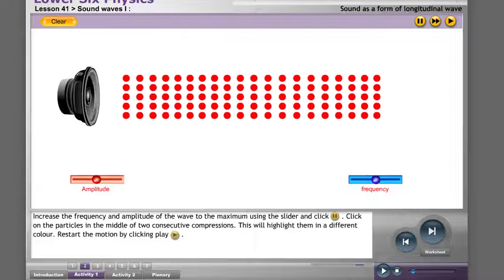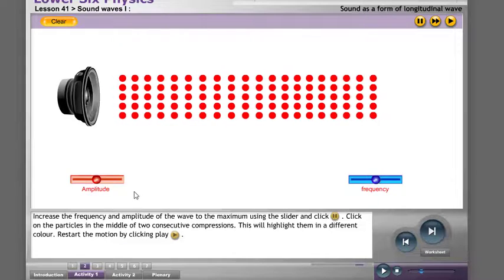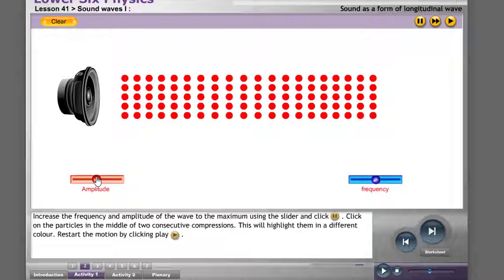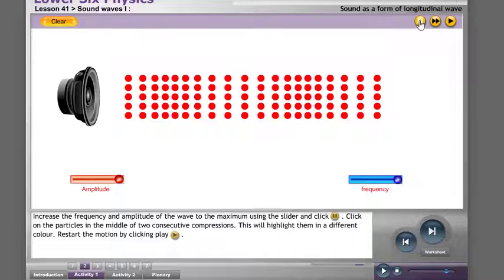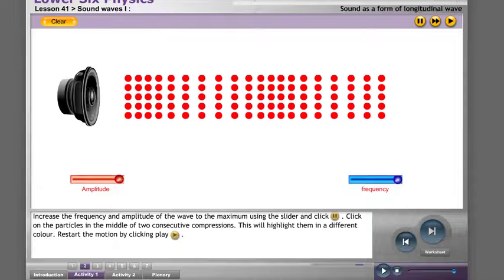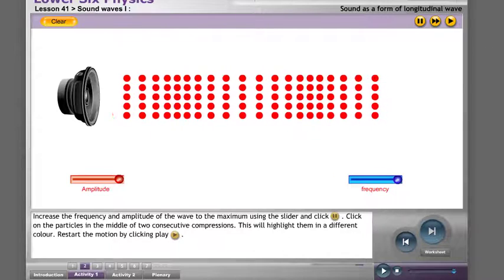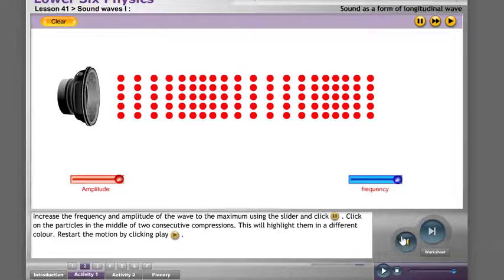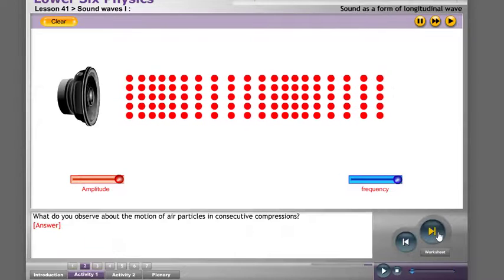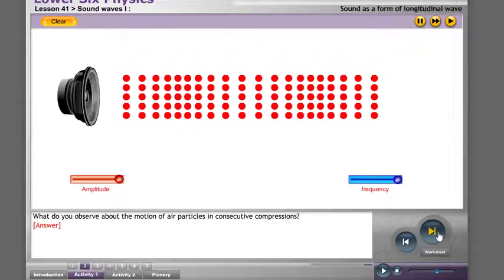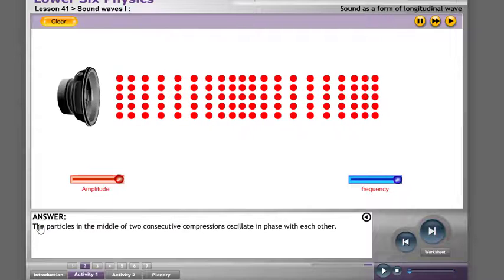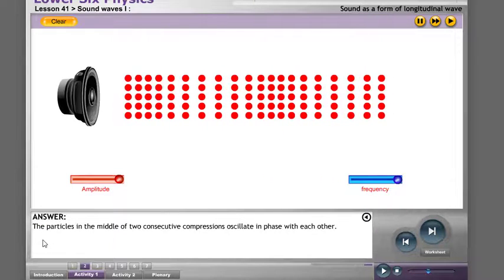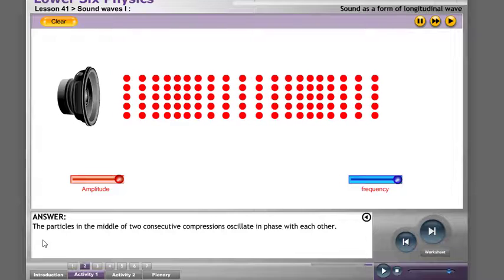Increase the frequency and amplitude of the wave to the maximum using the slider and click pause. Click on the particles in the middle of two consecutive compressions. This will highlight them in a different color. Restart the motion by clicking play. What do you observe about the motion of air particles in consecutive compressions? Answer: the particles in the middle of two consecutive compressions oscillate in phase with each other.